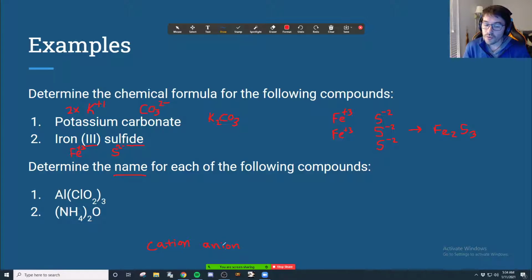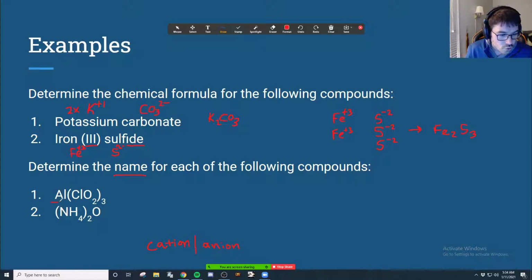Now there might be multiple of each, right? There could be 2 of these and 3 of these, just like there was in iron 3 sulfide, but it's going to be 1 cation and 1 anion. Okay? You're never going to have 3 separate ingredients in an ionic compound, okay? Or at least not that I can really think of, okay? So what you're trying to do is take a look at this formula here and draw the dividing line. Where's my cation? Where's my anion?